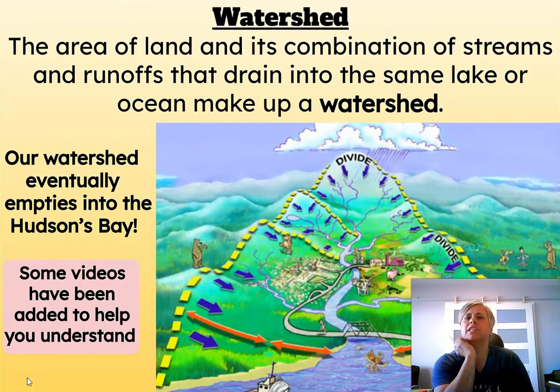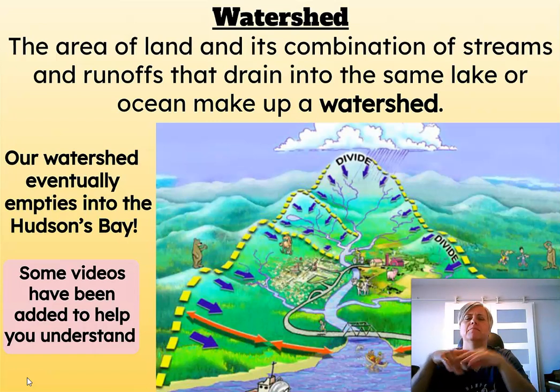Okay, we're going to switch gears. We're going to talk about what a watershed is. A watershed. Back in the day, watersheds were what they referred to as outhouses. The shed where the water is, it's not really like that. A watershed is the area of land and all its rivers and little tributaries and runoff that empties into the same body of water. Okay, so think about that.